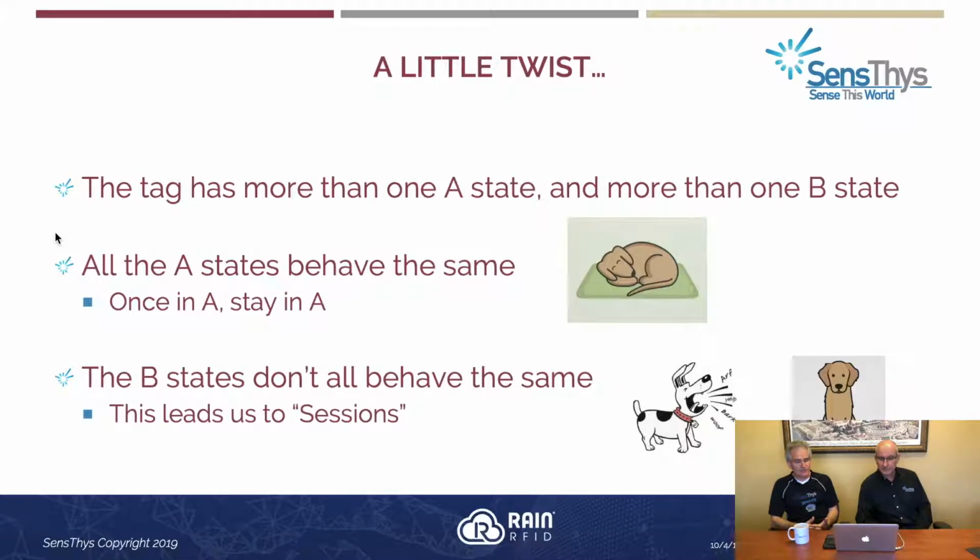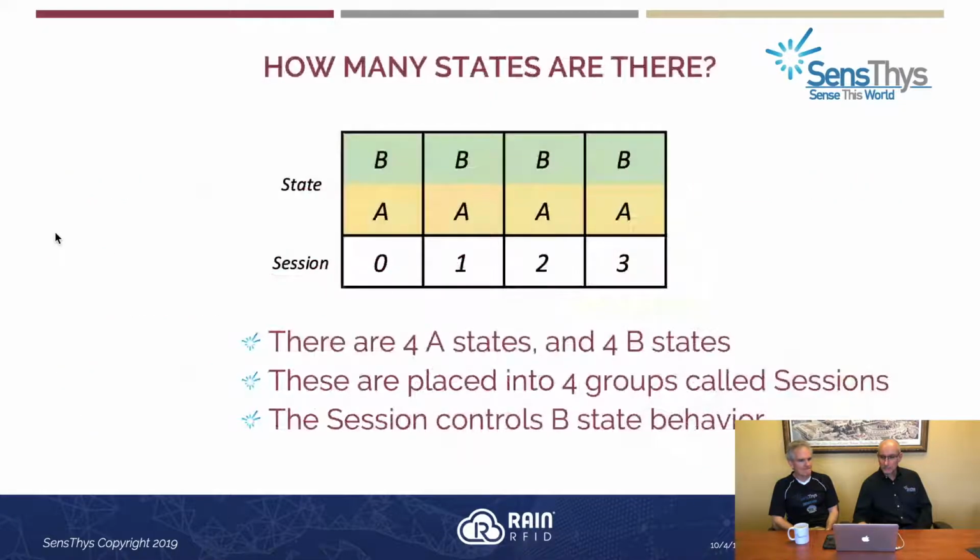Small twist. The tag has more than one A and more than one B state. All of the A states behave the same. If you put a tag in A and you don't do anything else to it, it stays there. Very easy. The B states don't all behave the same at all. And that takes us naturally to the discussion of sessions and a whole bunch of neat secondary subjects. So how many are there, Neil? Well, it just happens there are four of them, very conveniently numbered from 0. So there's session 0, 1, 2, and 3.